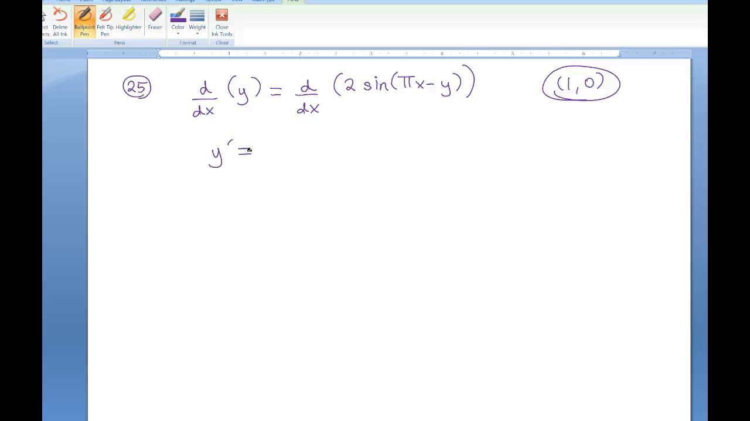Okay, this is the chain rule. So we have to do the derivative of the outside, so that's going to be step 1. And then step 2 is the derivative of the inside. Okay, so the derivative of the outside, the 2 just comes along for the ride. It does not change anything, so it's 2 cosine. Everything inside stays the same. Now we're on to step 2. So we did derivative of the outside, derivative of the inside. So the derivative of pi x would just be pi minus derivative of y would be dy dx. Good.